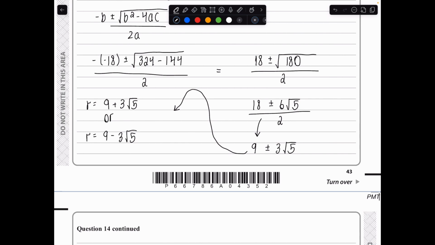So hopefully that answered some questions you guys had. Quite a tricky question in terms of algebra. Very easy to make simple mistakes on these questions because you're just dealing with so many variables, so many numbers, and so many brackets.